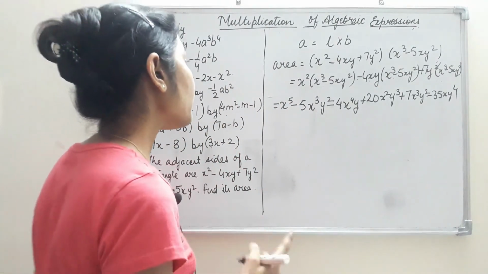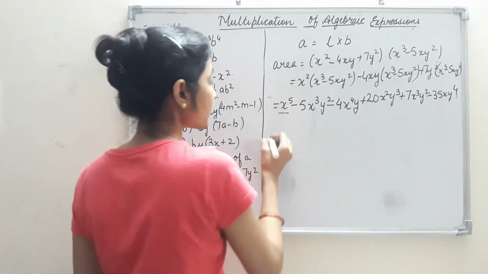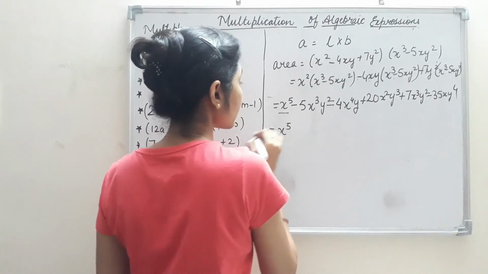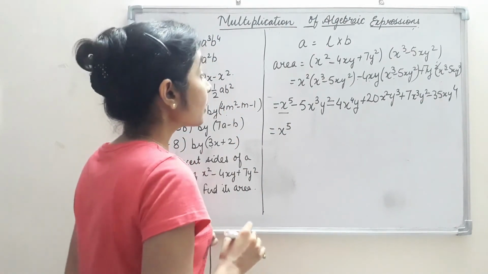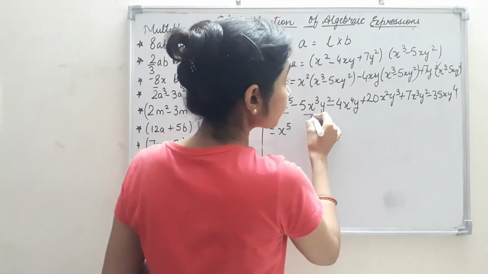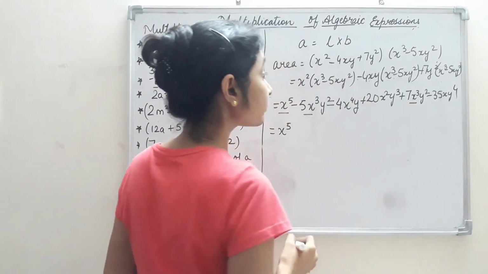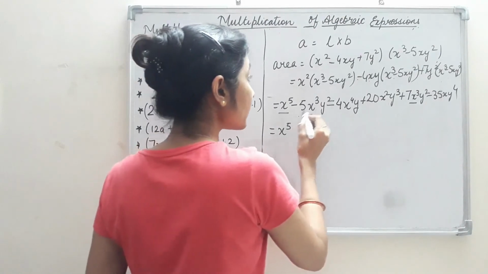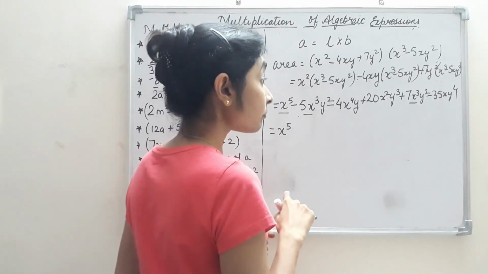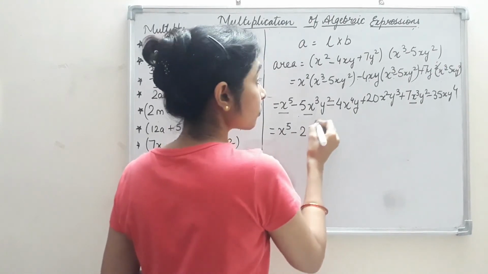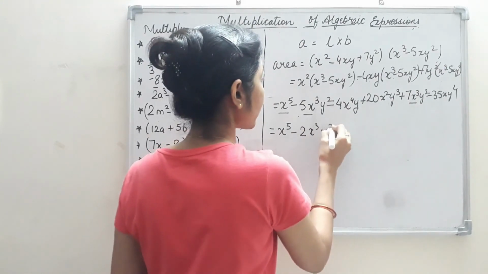Okay, now combining the like terms. None of the terms is a like term with x raised to the power 5, so x raised to the power 5 remains as it is. Okay, fine. Now x cube y square, x cube y square. Okay, so one is negative, one is positive, so we will do subtraction. 7 minus 5 gives me 2x cube y square.